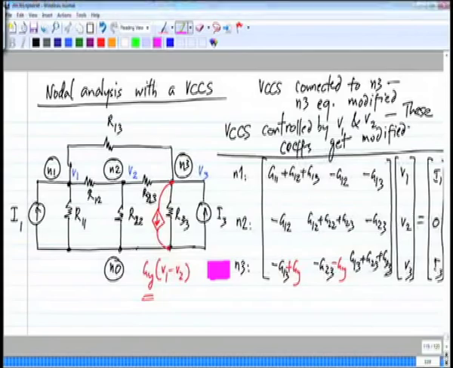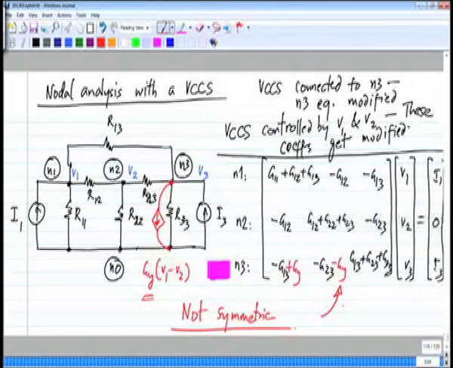So one thing you observe is that because of the voltage controlled current source, this matrix is not symmetric. If you had only independent voltage sources and resistors, it would be symmetric. But if you have voltage controlled current sources, it's not going to be symmetrical. So now we know how to handle these extra cases.